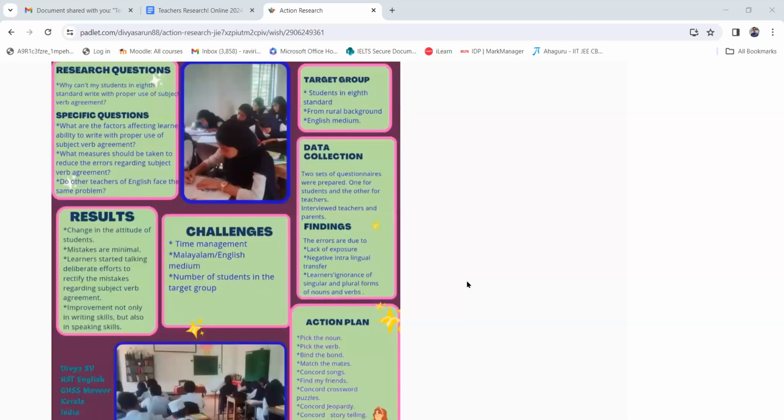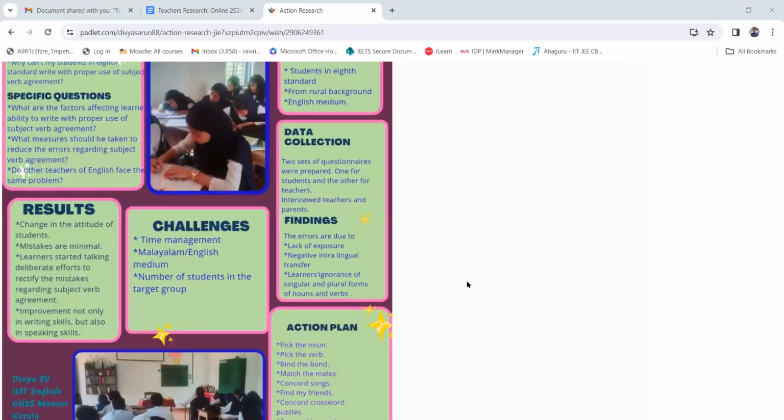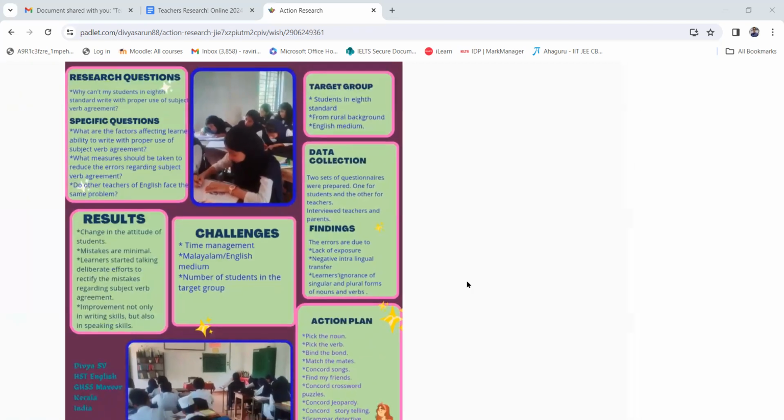So, keeping all these things in mind, I decided to collect some data from the learners. I prepared two sets of questionnaires, one for learners and one for teachers. My target group was students in 8th standard, children of 13 years, from my school. My school is a rural school, and I chose English medium students.